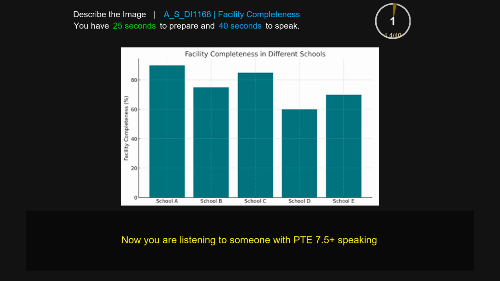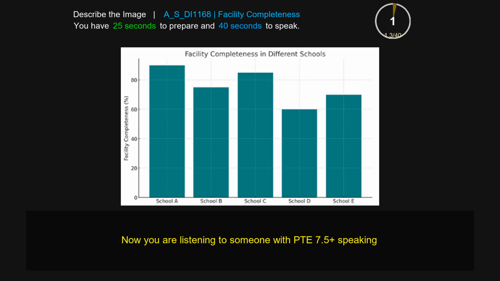The picture is a bar chart titled Facility Completeness in Different Schools, such as School A, School B, School C, School D, and School E. The highest number is about 90%, which is related to School A. The second highest number is about 85%, which is for School C, followed by 75%, which is related to School B. On the other hand, the lowest number is about 60%, which is related to School D. In conclusion, School A stands out the most.